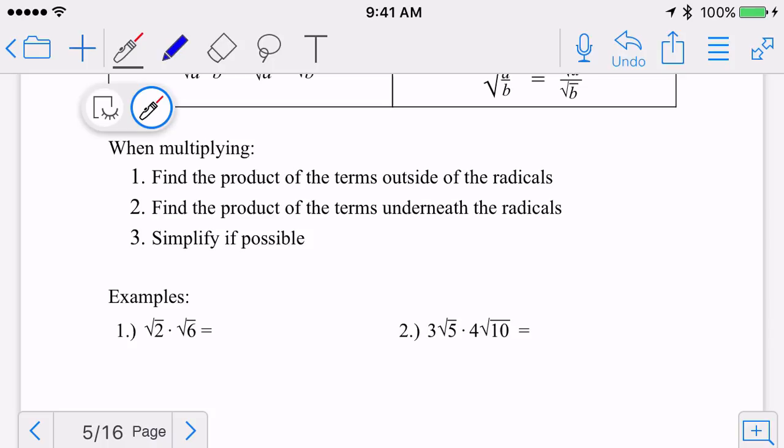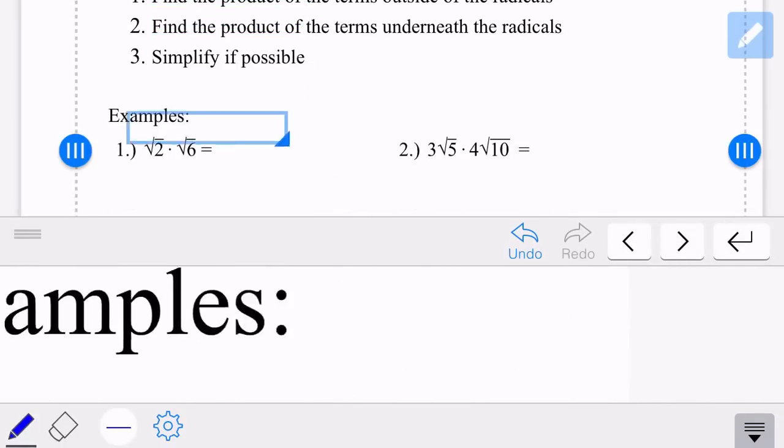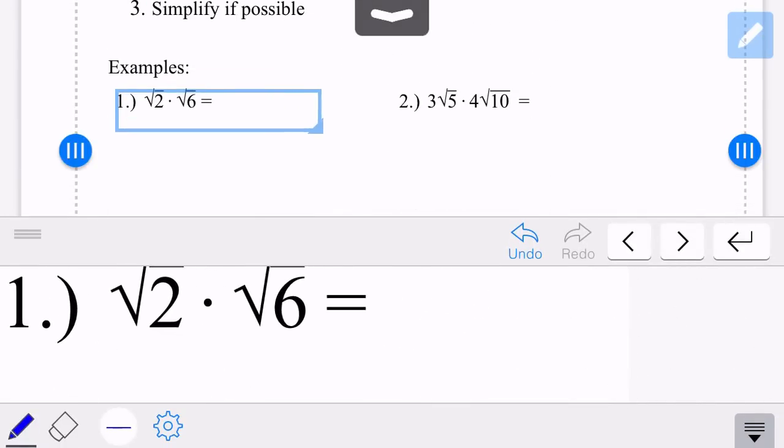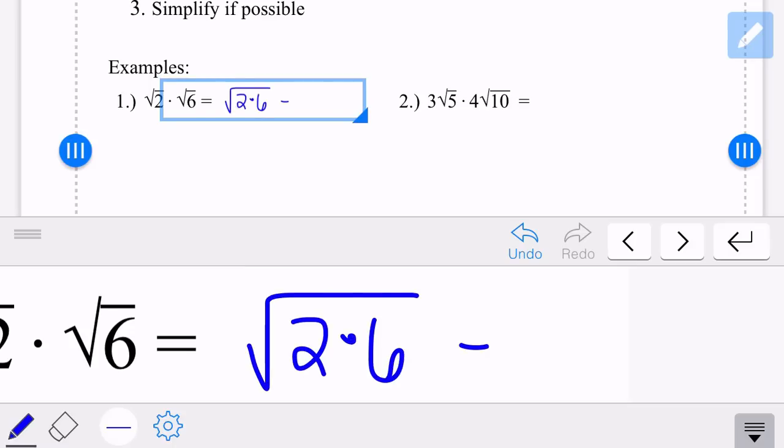We've got radical 2 times radical 6. So we don't have any numbers outside of the radical, so we don't have to worry about step 1 there. But we can find the product of the terms underneath. So let's see what that looks like here. Well, that would be radical, we could put the 2 times 6 underneath, which would be radical 12.